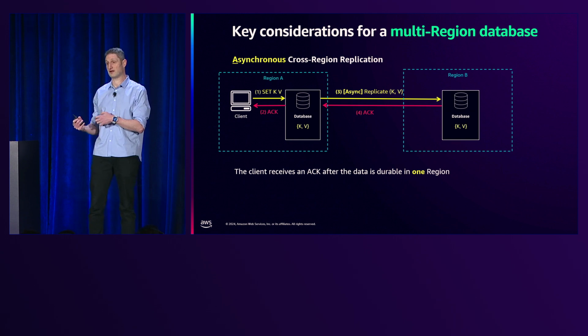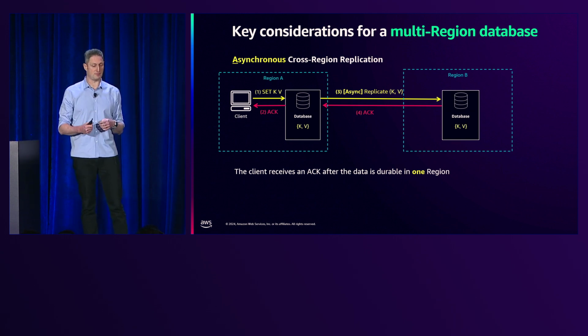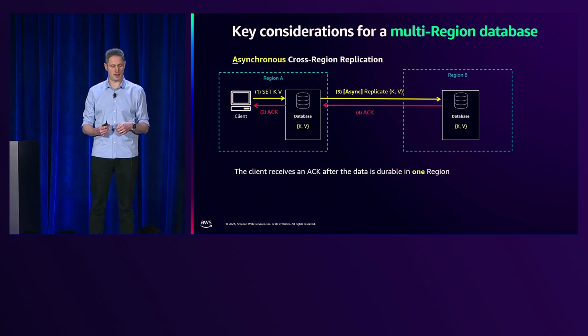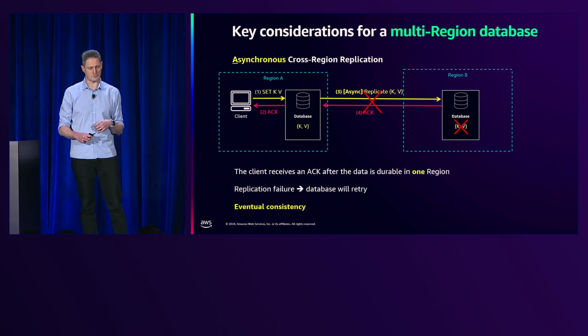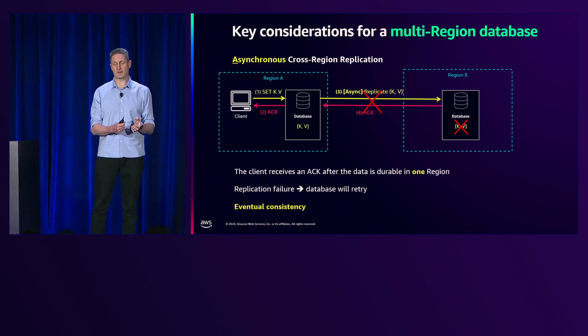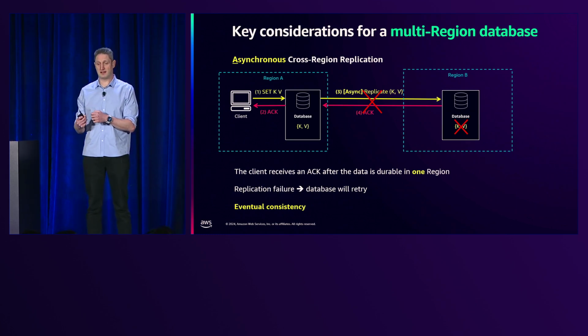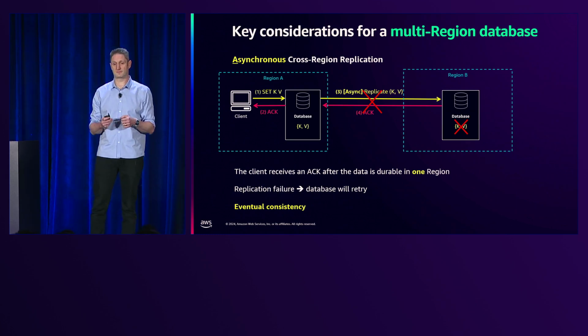In such failures, the database will retry later. This is why asynchronous replication has eventual consistency. At some point in time, the data will eventually be consistent in both regions.